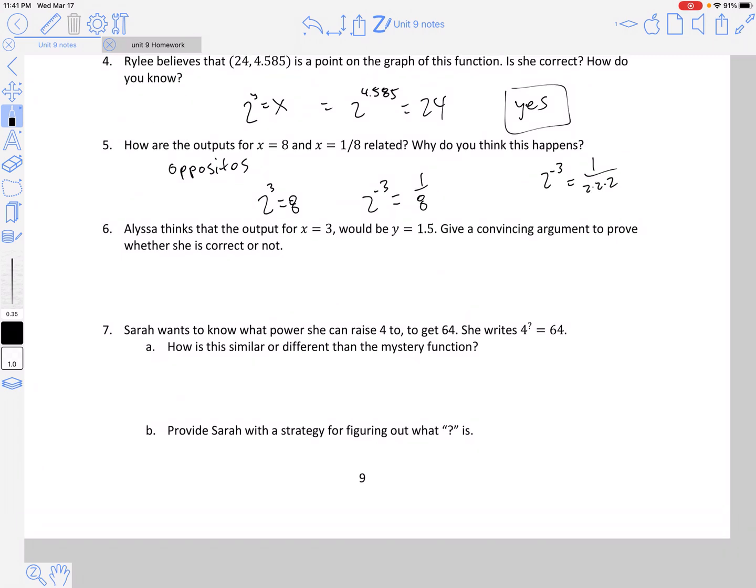All right, Alyssa thinks that the output for 3 would be 1.5.